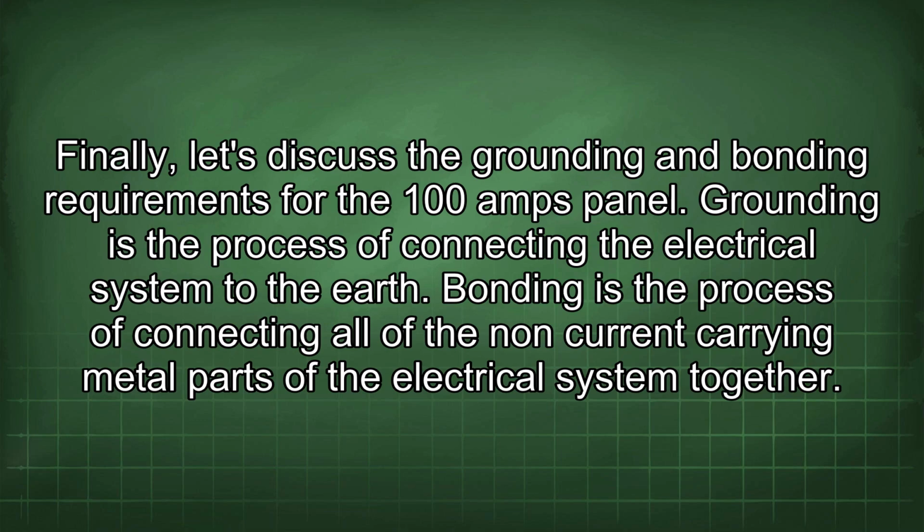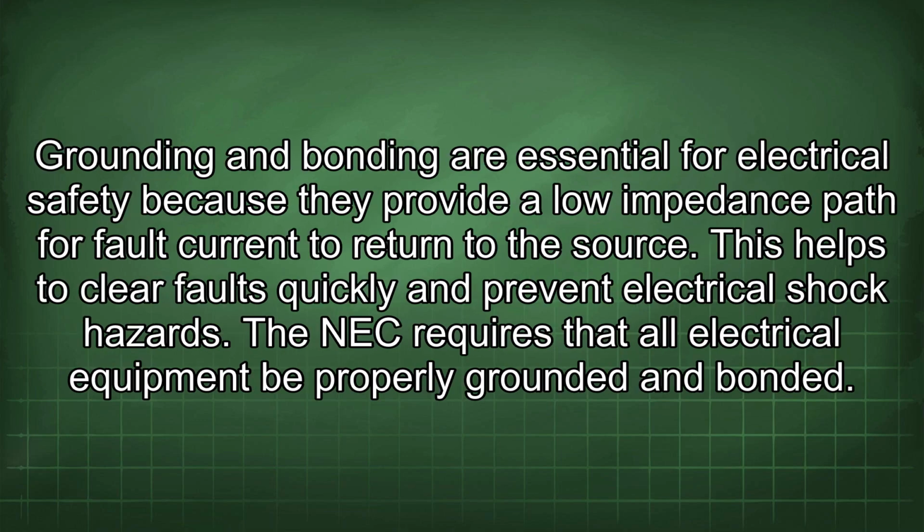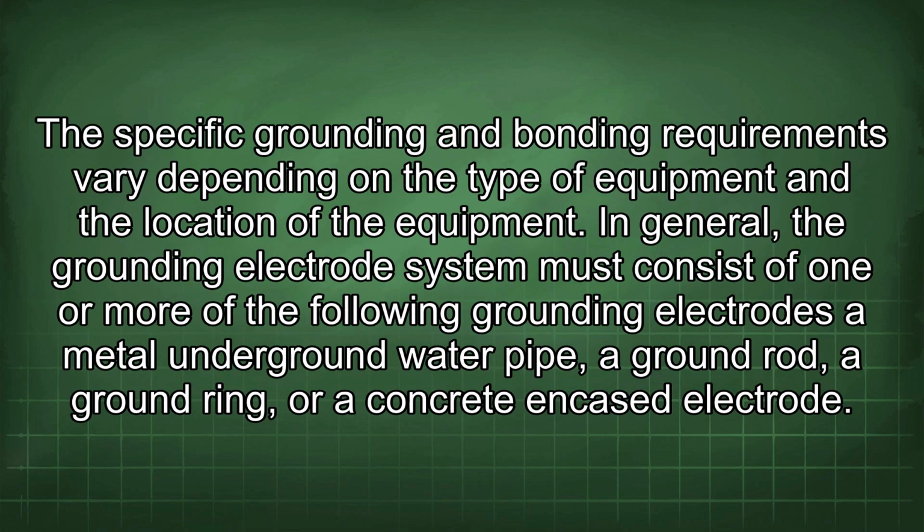Grounding is the process of connecting the electrical system to the earth. Bonding is the process of connecting all of the non-current carrying metal parts of the electrical system together. Grounding and bonding are essential for electrical safety because they provide a low impedance path for fault current to return to the source. This helps to clear faults quickly and prevent electrical shock hazards. The NEC requires that all electrical equipment be properly grounded and bonded.